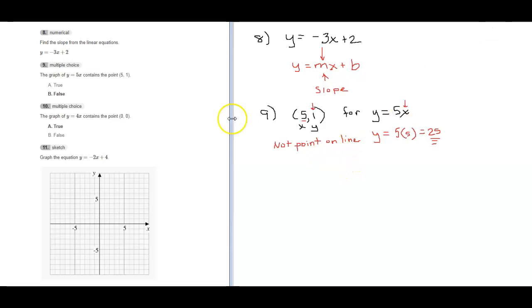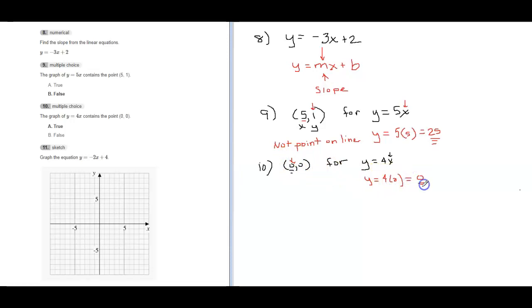Okay, here we go, problem number 10. Again, they ask a similar question like number 9: if the point (0, 0) is on the line, or part of the solution for the equation y equals 4x. You're going to do the same thing. We take the value of x and plug it into the equation, so y equals 4 times x, and in this case x is 0. When you work it out, 4 times 0 is 0.